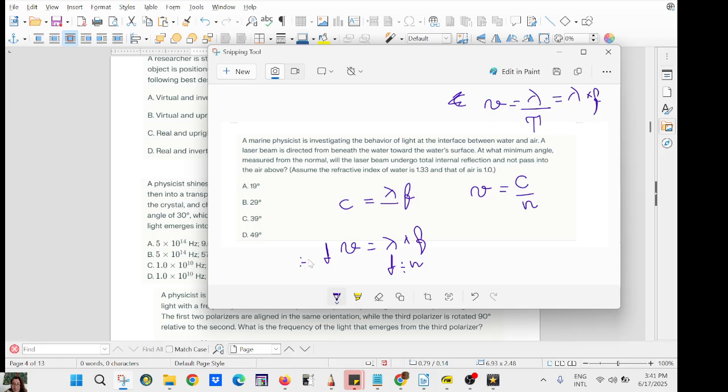And because when you have red light going through a window, for example, or you're looking at a tree, it's green. Okay, the color has not changed. So the color does not change, the frequency does not change, only the wavelength will change.